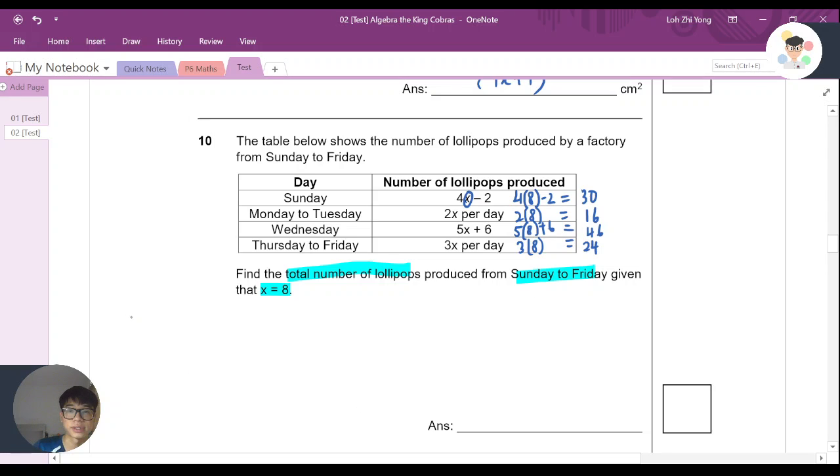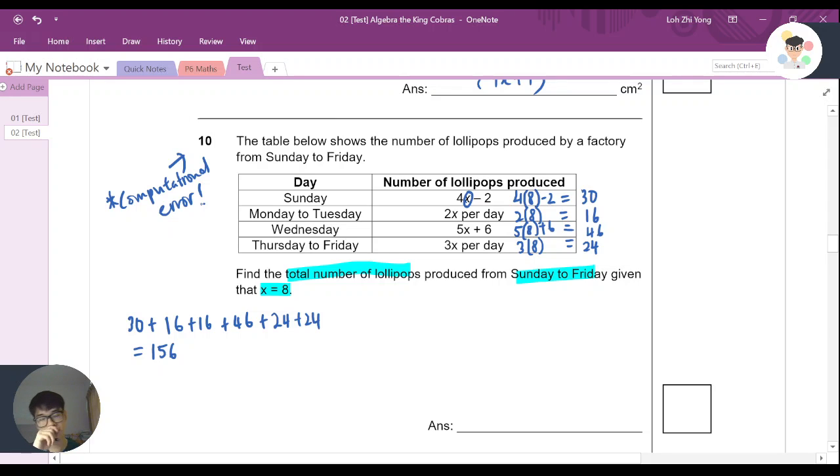And a lot of you do this: 30, plus, again, it is per day. So you need to add 16 two times for Monday and Tuesday, then plus 46, then plus 24. But again, it's Thursday and Friday, right? So you need to add 2 times, 24 plus 24. And your answer should be 156. I can tell you that for this question, there are a lot of computational errors. Why? Because you add it wrongly.